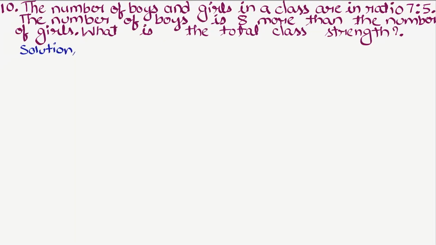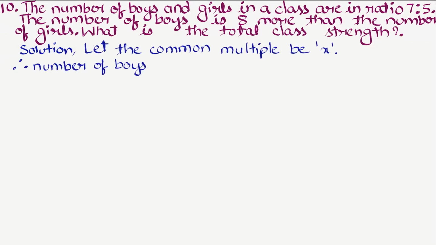So question number 10. The number of boys and girls in a class are in the ratio of 7:5. The number of boys is 8 more than the number of girls. What is the total class strength? Strength means the total number of students in that class, by addition of both girls and boys present in that class. Accordingly, let the common multiple be x. Therefore, the number of boys and the number of girls are 7x and 5x.